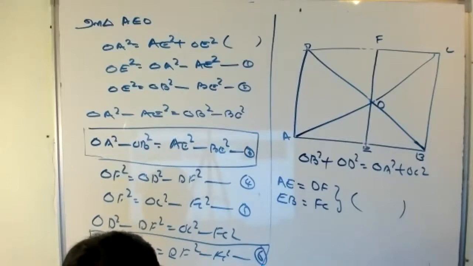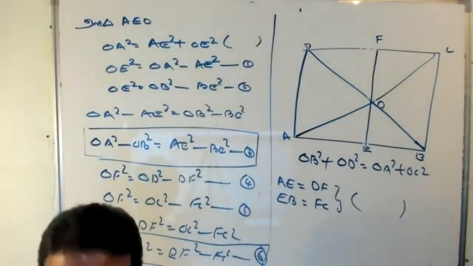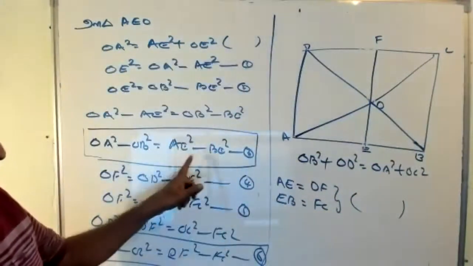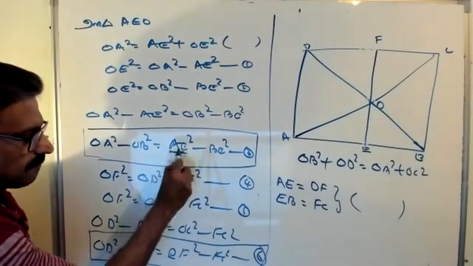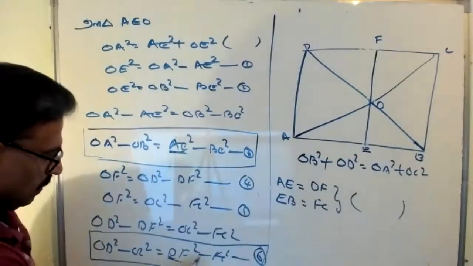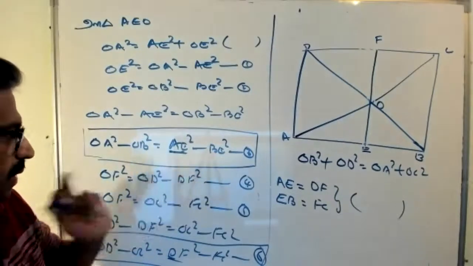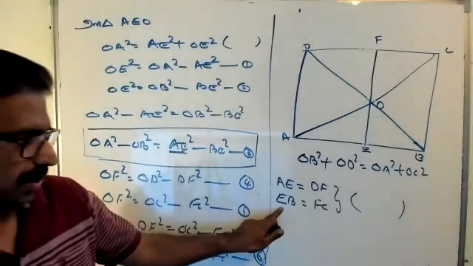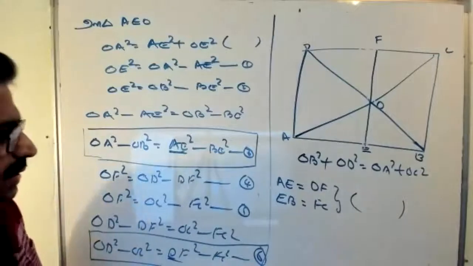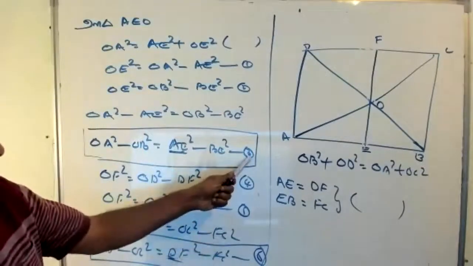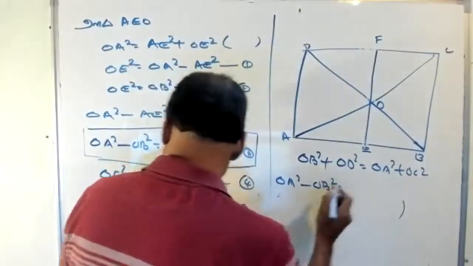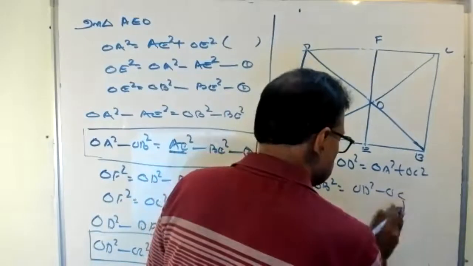Okay, so now look at here. AE equal to DF, BE equal to FC. So from 3 and 6, we get what? OA square minus OB square equal to OD square minus OC square.